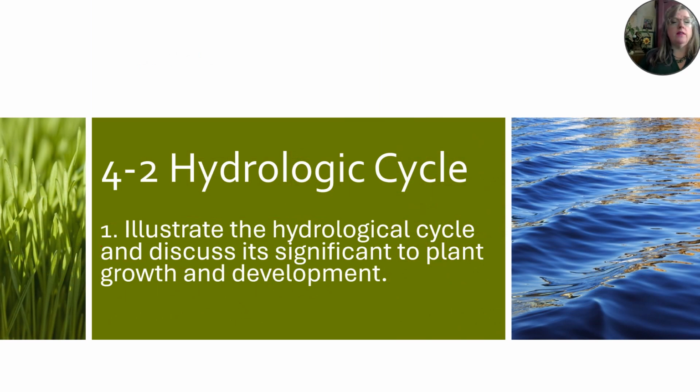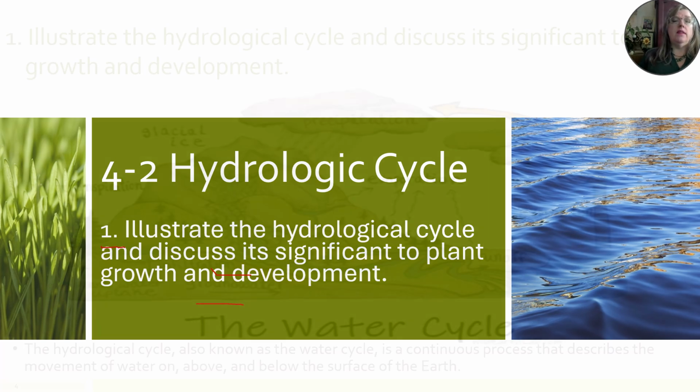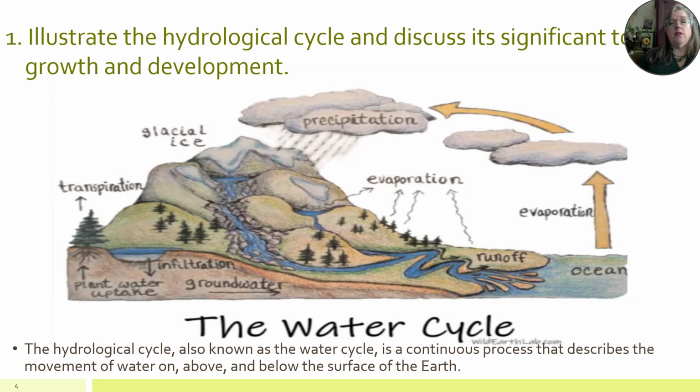The first objective is to illustrate the hydrological cycle and discuss its significance to plant growth and development. This is a really, really interesting picture. I wanted to get something interesting. We've all done the water cycle again and again. You learn it in elementary school and again in middle school and again in high school. So I just picked a really cool picture.